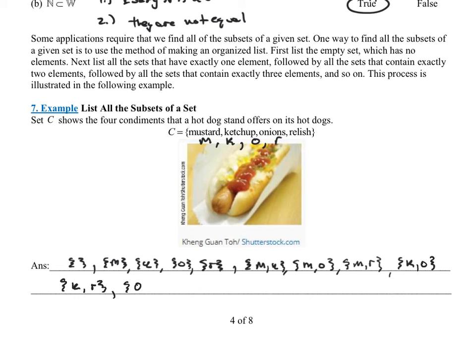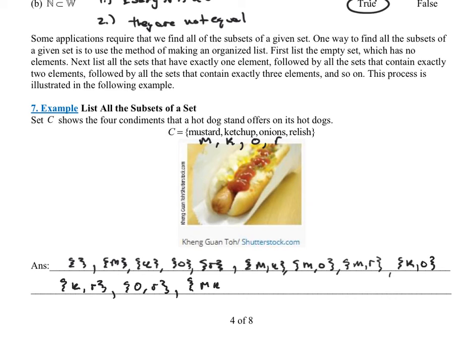Let's move on to onions. Again, I've already done mustard and onion, and I've already done ketchup and onion. So the only thing I can pair it with is onions and relish. Relish has already been paired with mustard, ketchup, and onion, so no repetition there. That's it. Let's go on to three toppings.